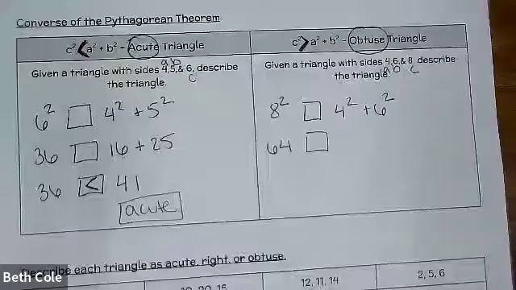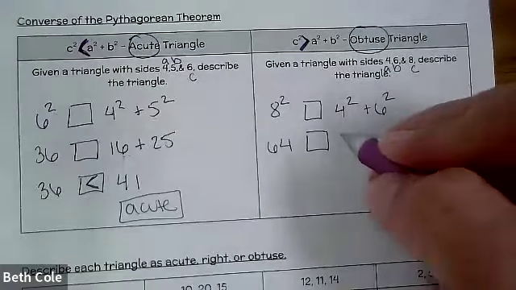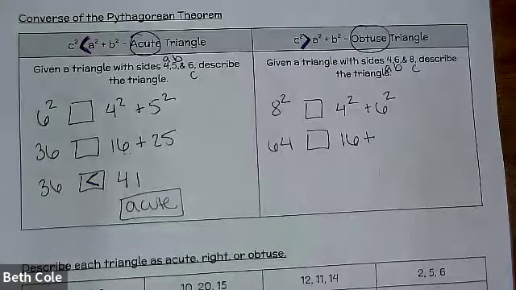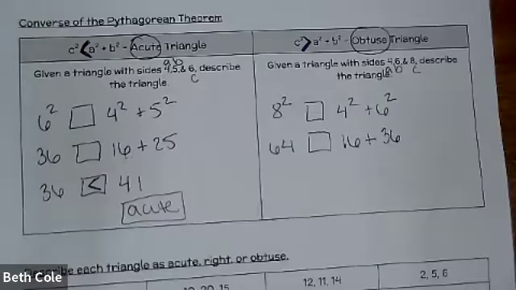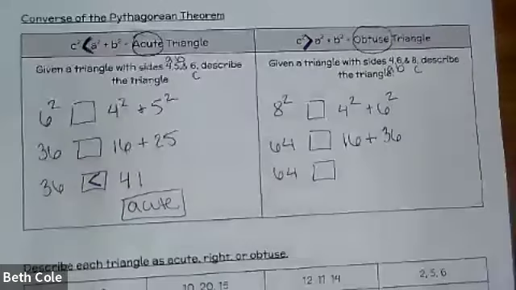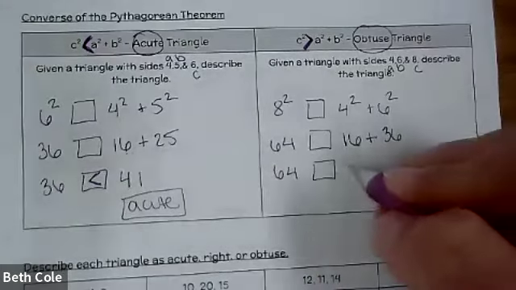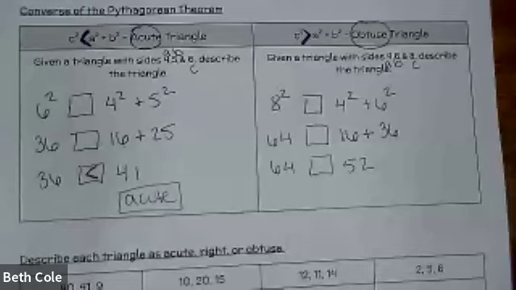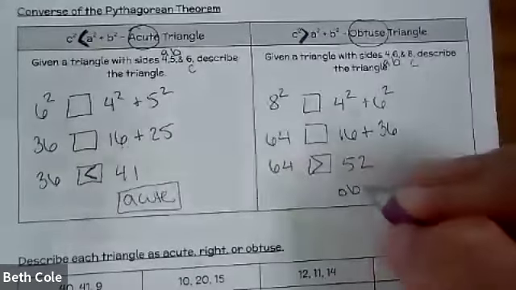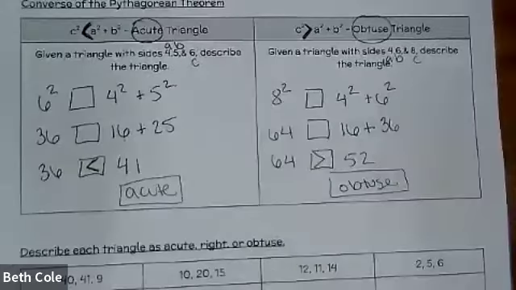8 squared is 64. 4 squared is 16. What's 6 squared? Do we remember that one? We did that one earlier. 6 times 6. 36. Good. I think I heard somebody whisper it over there. All right. So this side is still 64. If we add those together, we're going to get 52. So here's the question. Is 64 bigger or smaller than 52? Bigger. Bigger means obtuse. So you're testing to see how it works out. So let's just try a few of them. Okay, let's try a couple more.